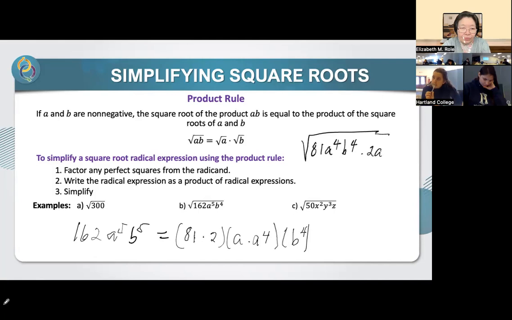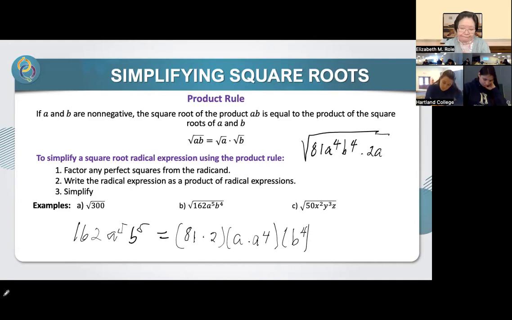So you will have a exponent 1 times a exponent 4. If you want to check whether that's correct, 81 times 2 is 162. a to the 4th times a is a to the 5th, then you have b to the 4th. Now, 81 a to the 4th, b to the 4th is a perfect square.